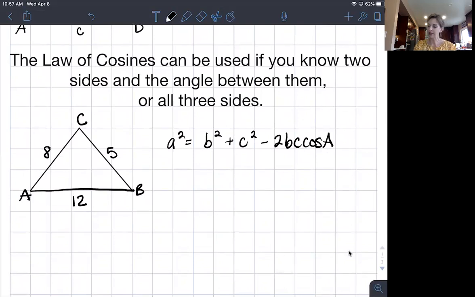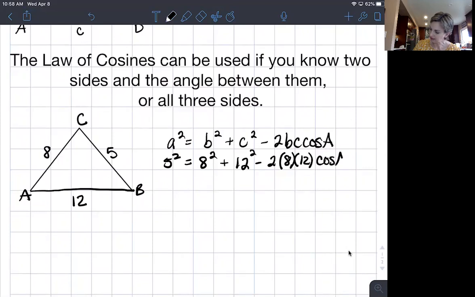All right, so I know A, B, and C, all three sides. I'm just going to plug those into that form of the law of cosines. Side A is 5, side B is 8, and side C is 12. So we're just going to plug those in here for A, B, and C. Cosine A, and we're solving for angle A. Okay, so we're just going to chug through some math here and simplify this. 12 squared is 144. 2 times 12 times 8 is 192 cosine.